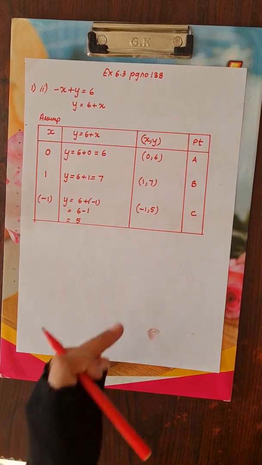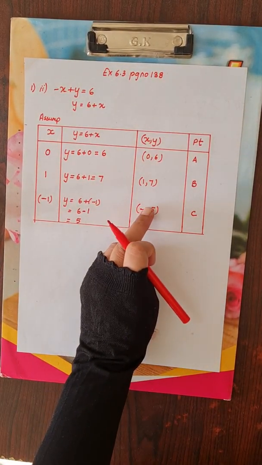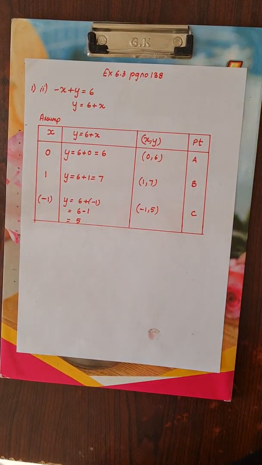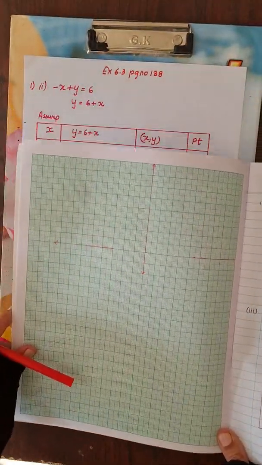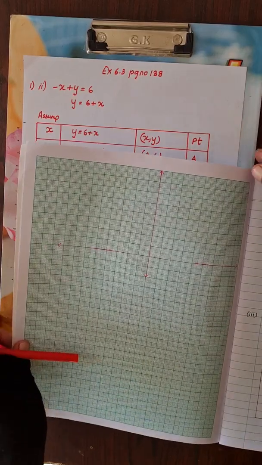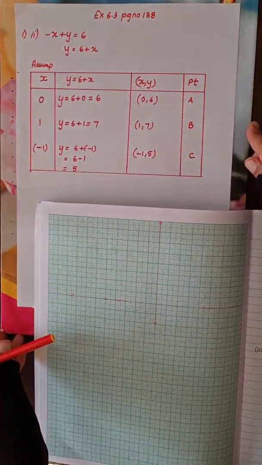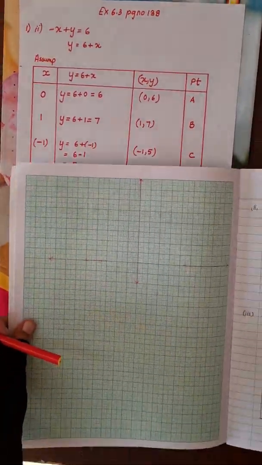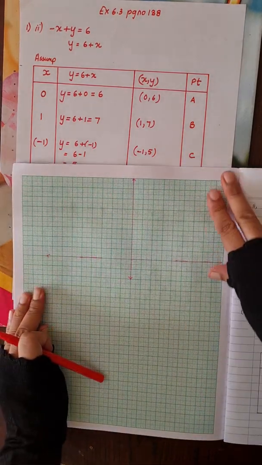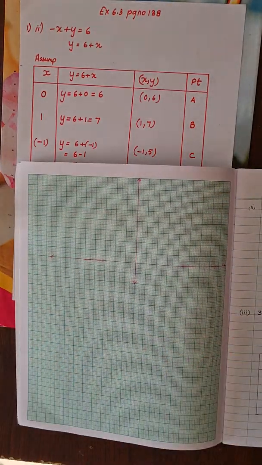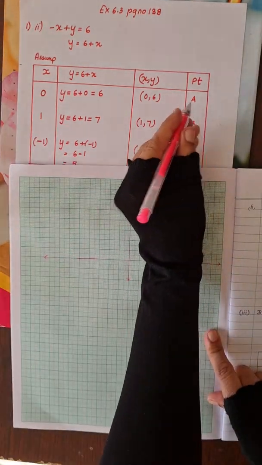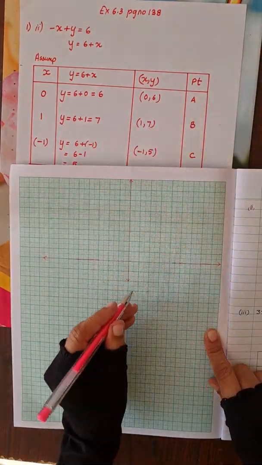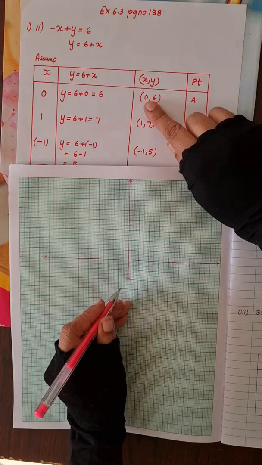Whatever line is drawn using these points, children, it is the graph of linear equations in 2 variables. Now let us plot these points in this graph. We have found 3 points and we will plot them in this graph. What is the first point? Point A, it is 0 comma 6. That means our x coordinate is 0.